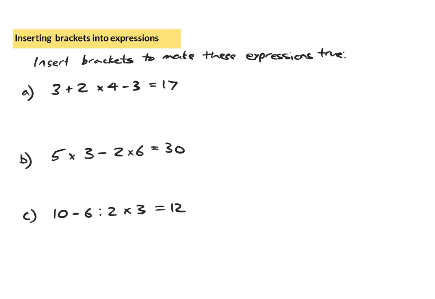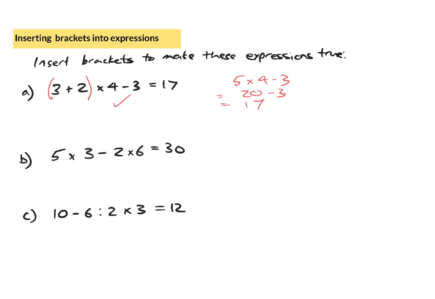Now there's no set method for this. You just have to try and play around and you start to see where things can go or where things cannot go. Now the correct solution here is this one, putting the brackets around 3 plus 2. Because what do I get then? 3 plus 2 is equal to 5. So I've got 5 multiplied by 4, take away 3. And 5 multiplied by 4 is 20. So I have 20 take away 3, and 20 take away 3 is equal to 17. So that answer must be correct.